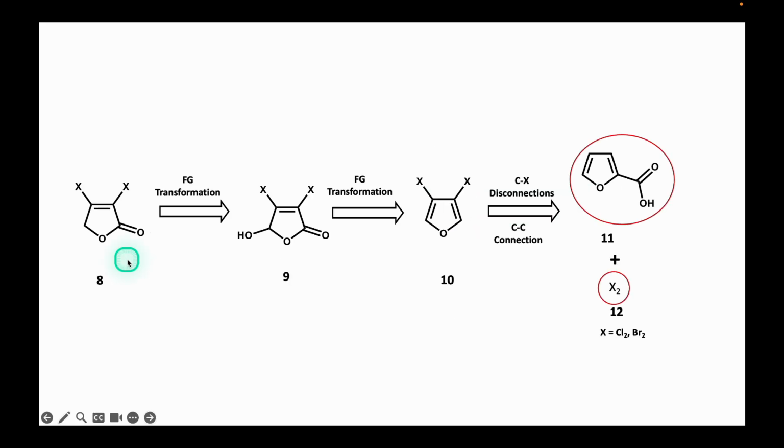A functional group transformation in 8 generates the unsaturated hydroxylactone 9. This hydroxylactone can be obtained through the oxidation of furane 10.